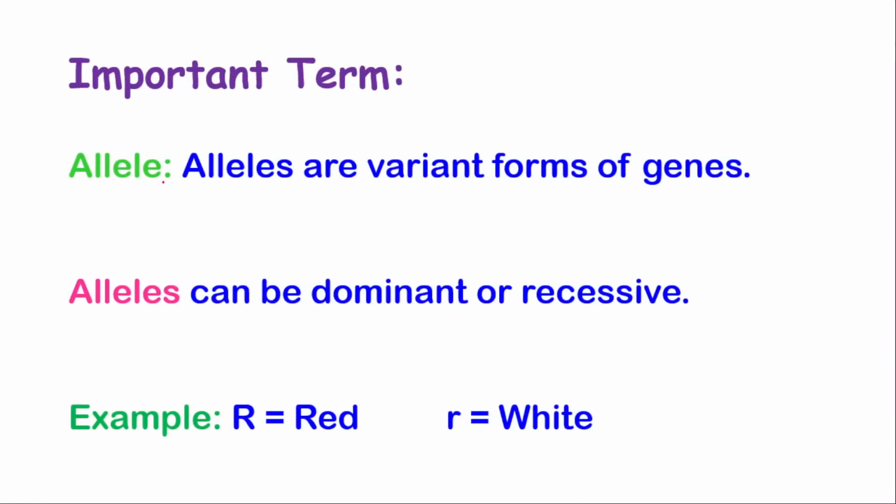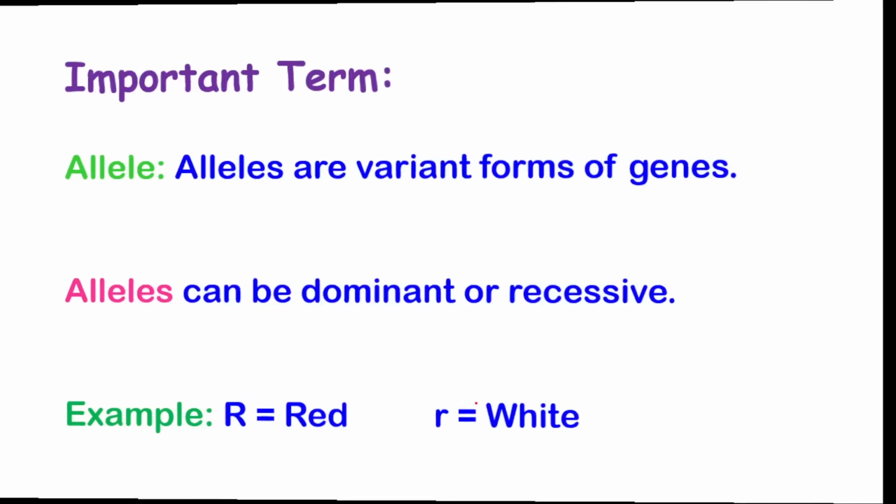We need to talk about alleles. Alleles are variant forms of genes. We need to know that. Alleles can be dominant or recessive. For example, if you use uppercase R, it's for red, and lowercase r is for white. Notice we use R's, even though we're looking at two different colors, because we're looking at the same trait, which is color. All right? So uppercase is for dominant, and lowercase is for recessive. Just to make a note of that.